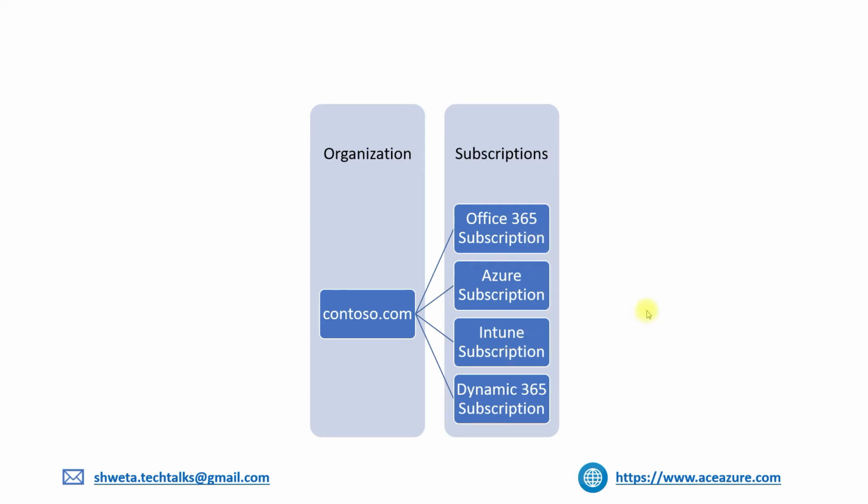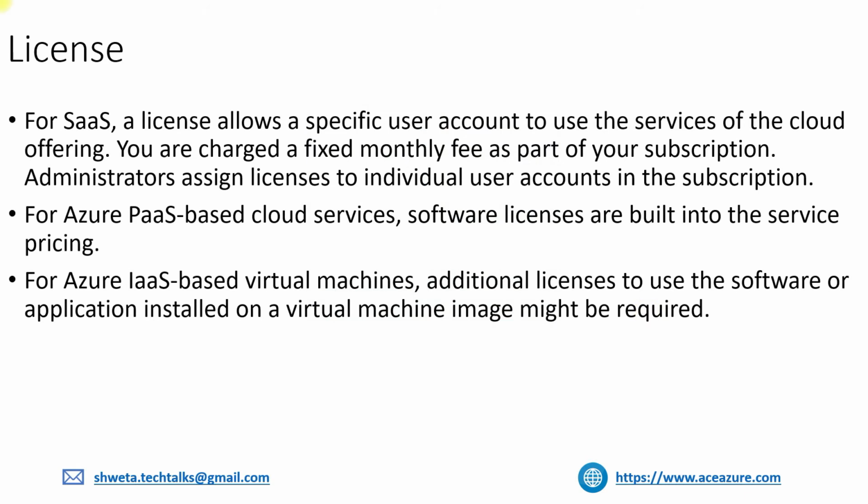So after organization and subscriptions, the next important thing is a license. Let's look at license under three categories: SaaS, PaaS, and IaaS cloud offerings. For the SaaS offering, a license can be thought of as a contract which will allow a particular user to use the software for a month or annually, based on the kind of contract that you have signed up with Microsoft, and you will be charged a fixed fee for that month or year as part of your subscription. The administrators assign licenses to the individual users in the subscriptions.